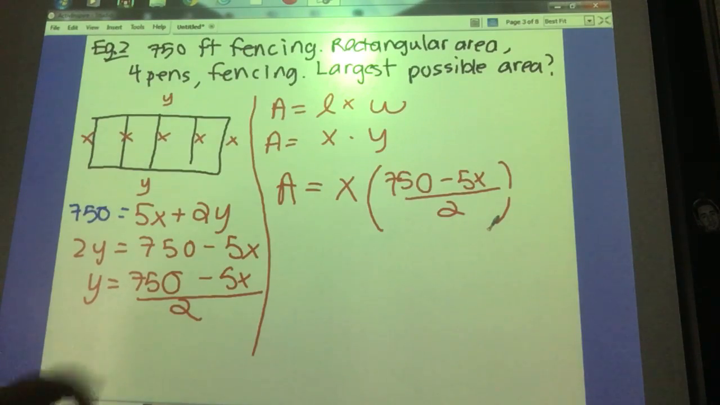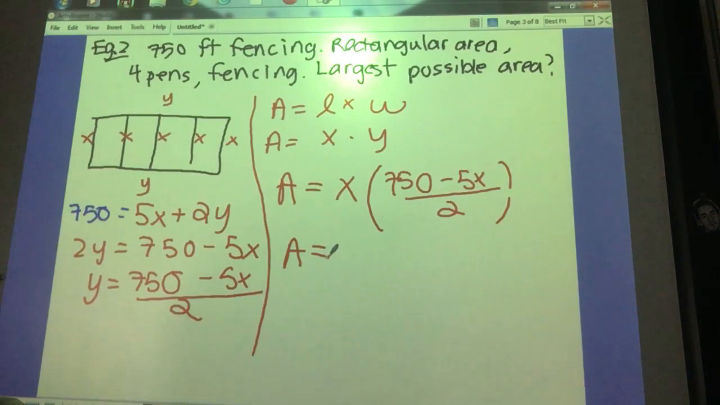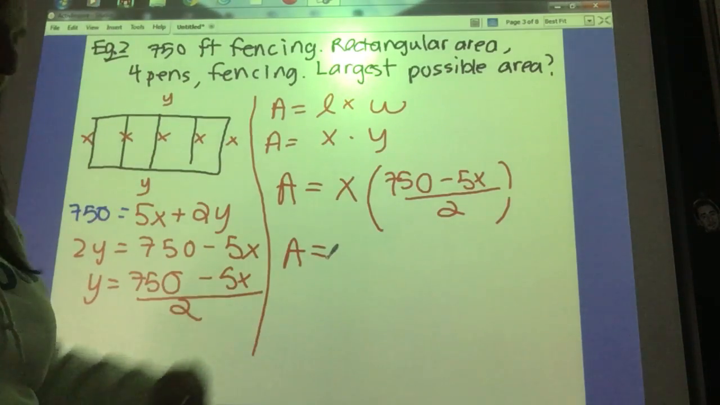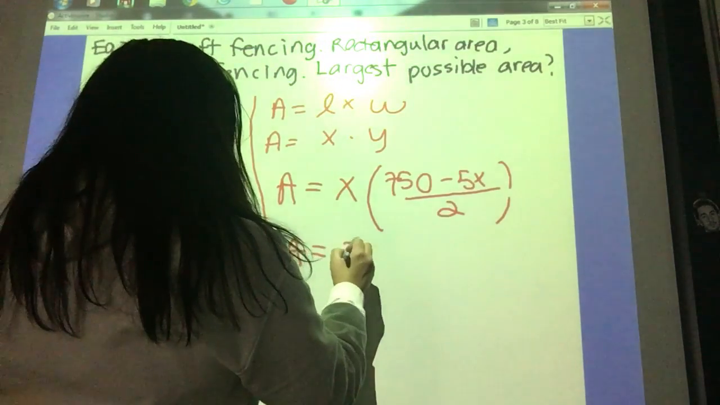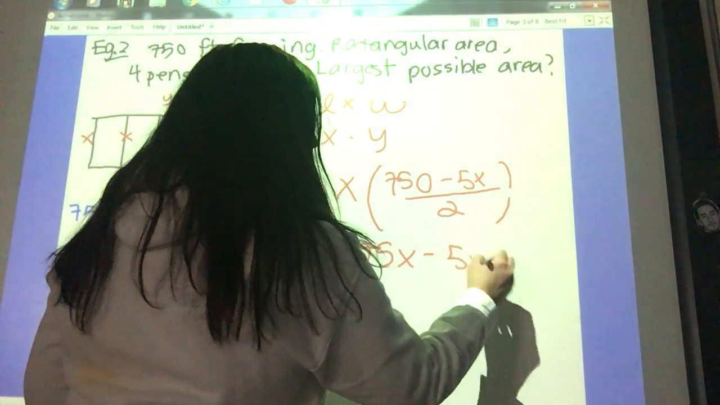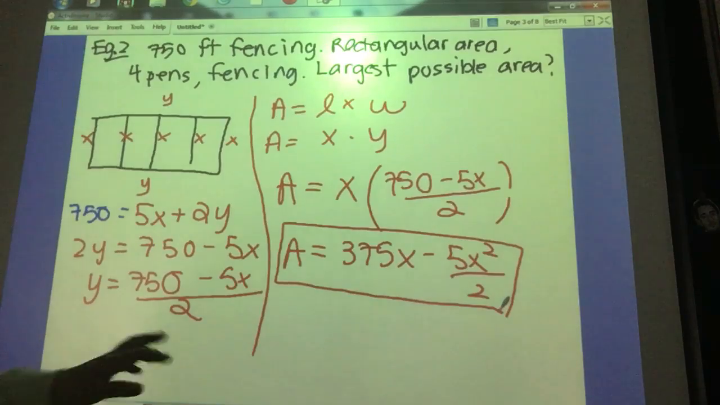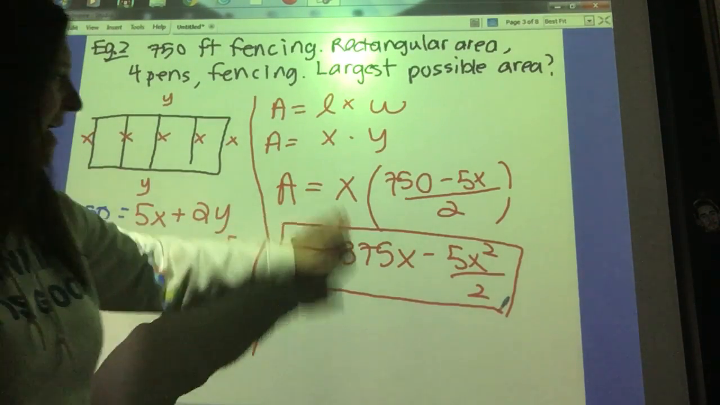And then we can clean this up a little bit. So when we multiply through, I'm going to skip some steps along the way. If you multiply this through all correctly, I should get an area of 375x minus 5x squared over 2. So I skipped some steps along the way, but in your notes I went through it in a little bit more detail. But like I said, you figure it out, you have to isolate y, and then you put it in.